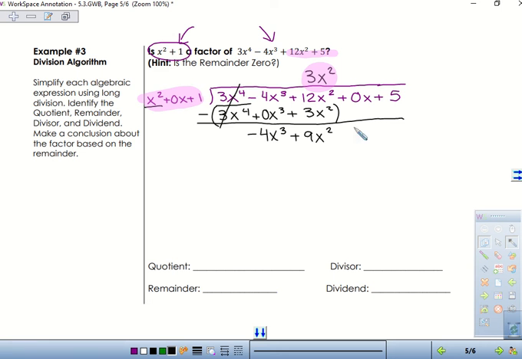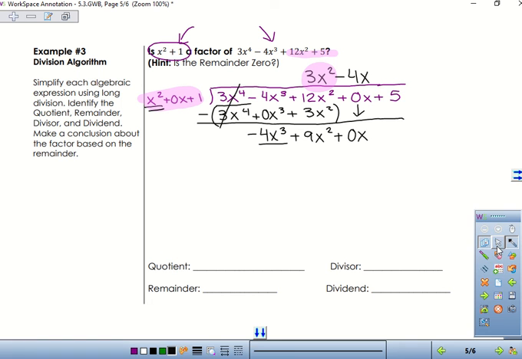9x to the 2nd. And then what's my next step? Bring the 0x down. So what you're going to notice is whatever you end up with here has to have the same number of terms as what's out here. Okay, that's how you know how many to bring down. So what can I multiply x squared by to get me to negative 4x cubed?